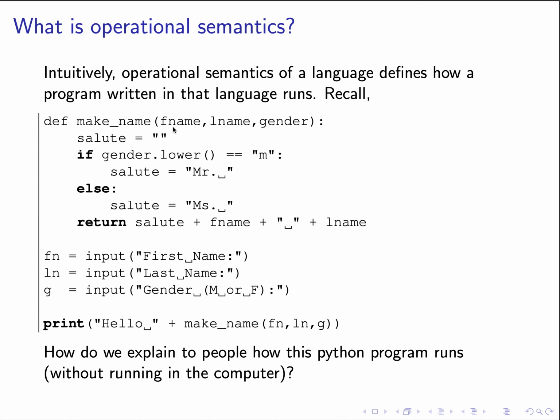Based on the three inputs, it will generate a salutation based on the gender, using the if-else statement here. And then it combines the salutation together with the first name and the last name. Then, as the entry point of the program, we expect three statements to capture the user keyboard input: first name, last name, and gender, and then print out the hello message by calling the makeName function with the user input. But how does this actually run on your computer during runtime?